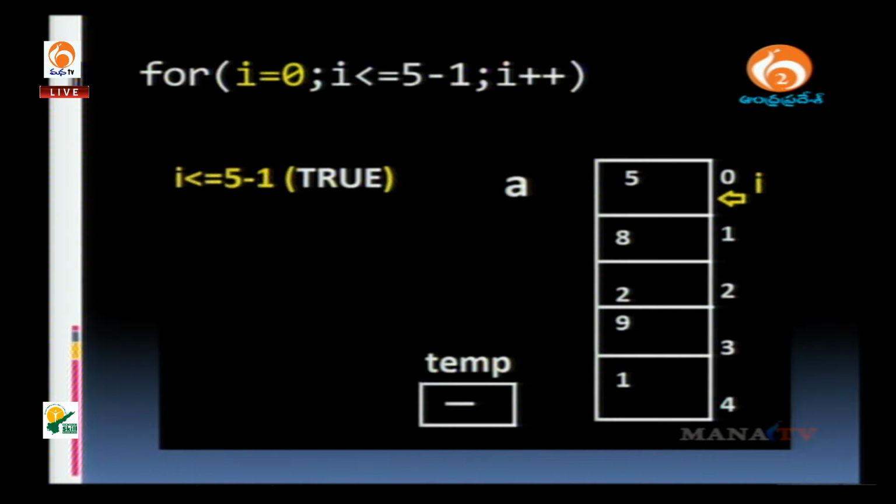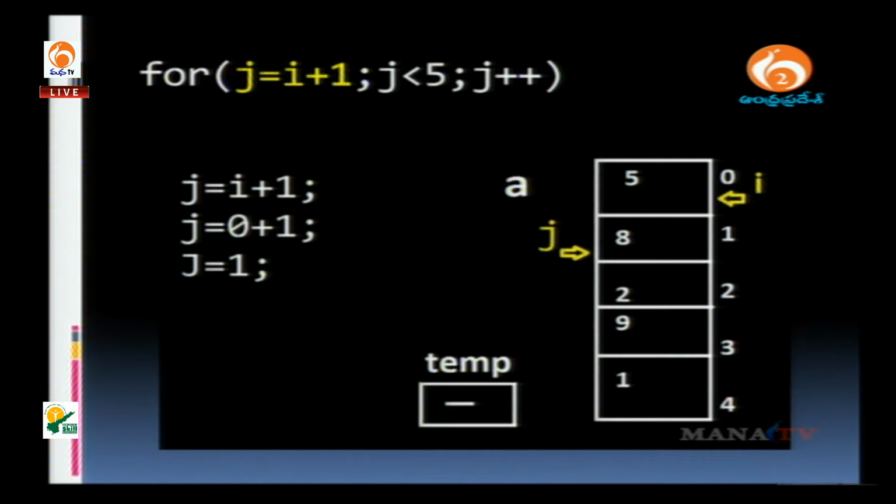Whenever the condition becomes true, control enters the body of the outer for loop, which means control comes to the inner for loop. This inner for loop is for j equal to i plus 1, semicolon, j less than 5, semicolon, j plus plus. Here, j equal to i plus 1 means what? We already initialized i equal to 0 in the outer for loop. So i means 0, 0 plus 1 is 1, and 1 is stored into the left-hand side variable j.